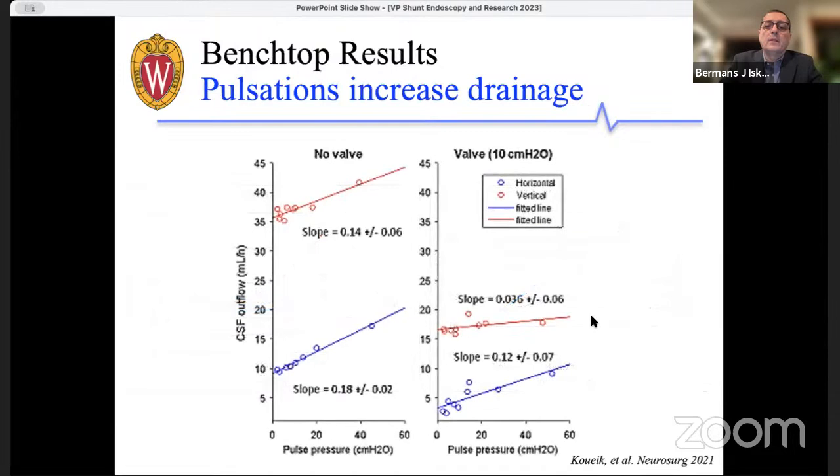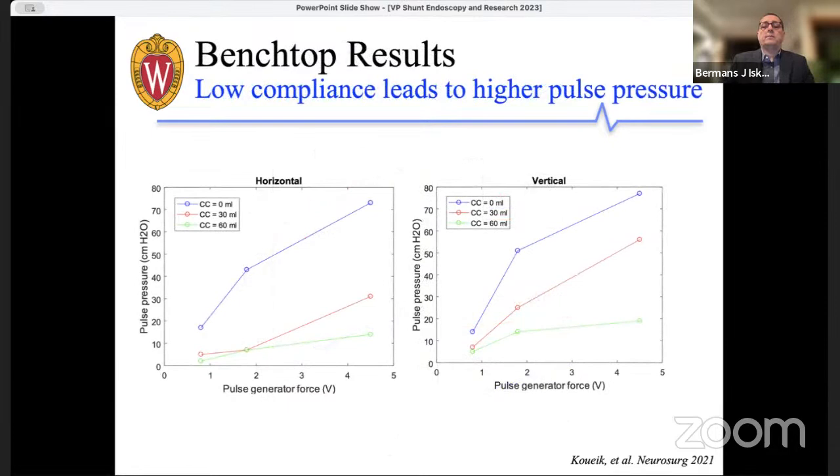The third issue that we found is that the lower the compliance, the higher the pulse pressure, and therefore the higher the drainage. You can imagine a child who has a recent shunt placement, which means very high compliance, will not drain as much as a child who's been shunted for several years, who has developed stiff compliance in the brain, which means that any gravity or any Valsalva maneuvers can cause more drainage than one would expect.